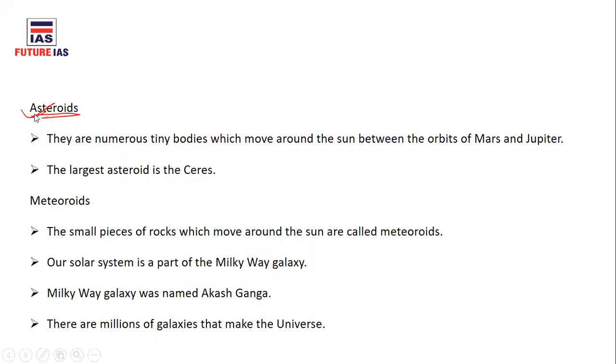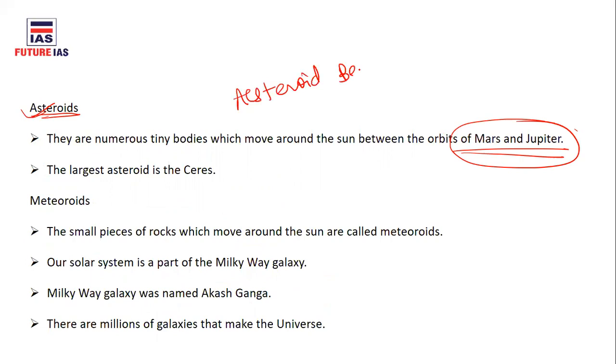Okay, let's understand asteroids. Asteroids are tiny, solid bodies which are found between Mars and Jupiter. They are only found between Mars and Jupiter, and this belt is called the asteroid belt. The asteroid belt consists of asteroids, and they are found predominantly between the orbits of Mars and Jupiter. And the largest asteroid that is found is called Ceres.